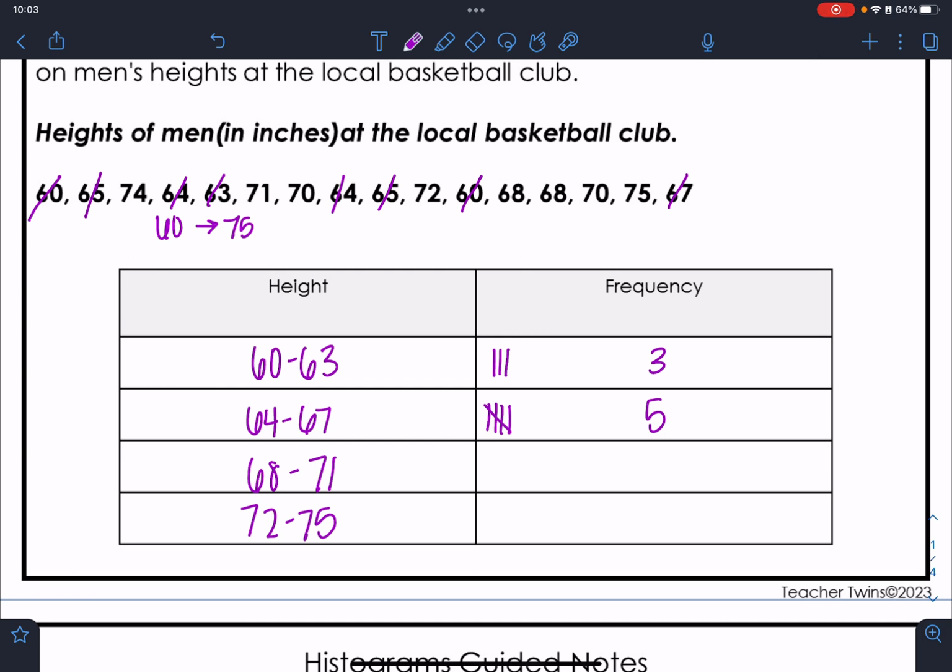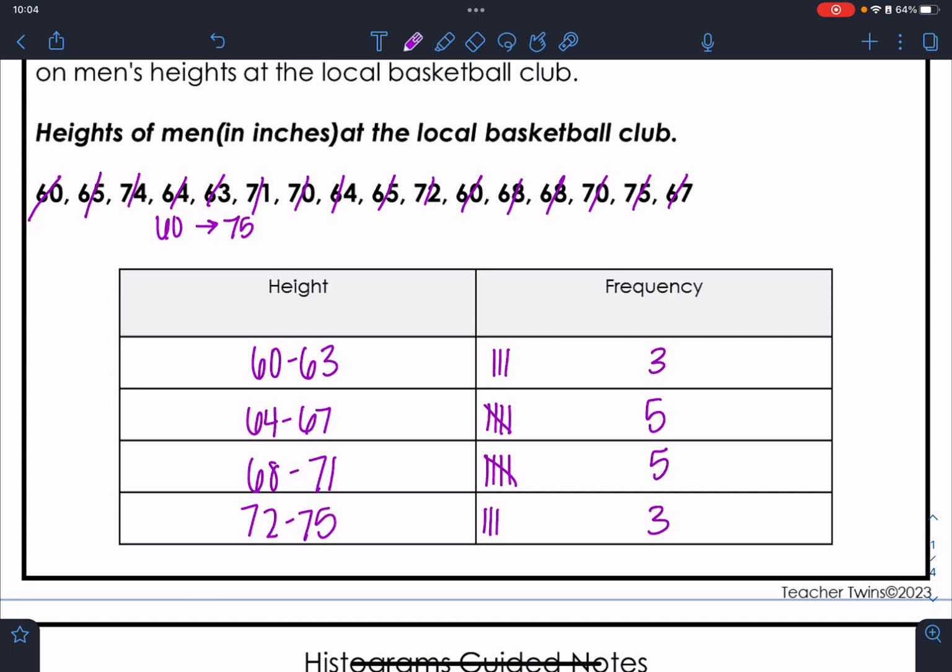So we have 68 through 71. I'm looking for 68, 69, 70, or 71. Here's a 71. Here's a 70. Here's a 68. Another 68. And a 70. So again, we have 5 as my frequency. I made 5 tally marks. And then the last ones we have 72, 74, and 75. So those are 3 numbers there. Therefore, my frequency would be 3.